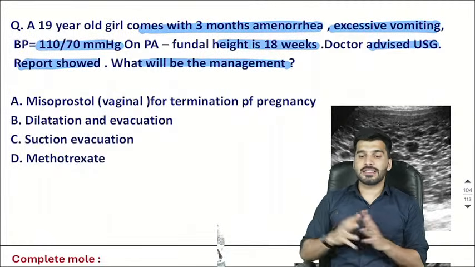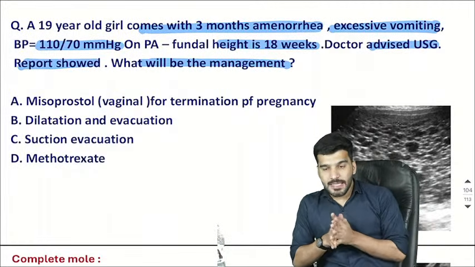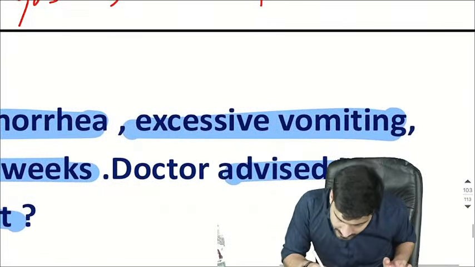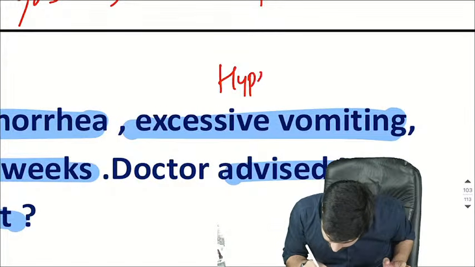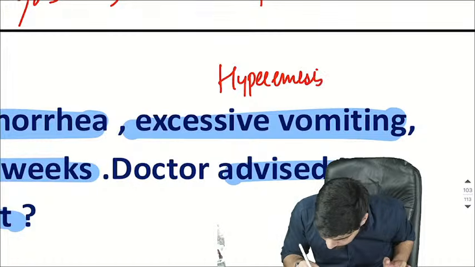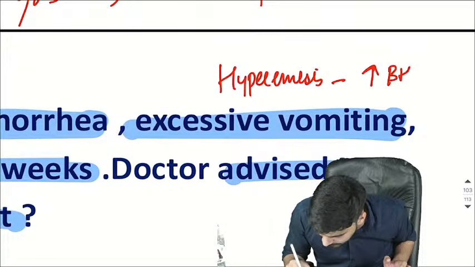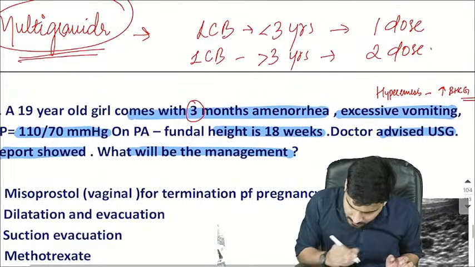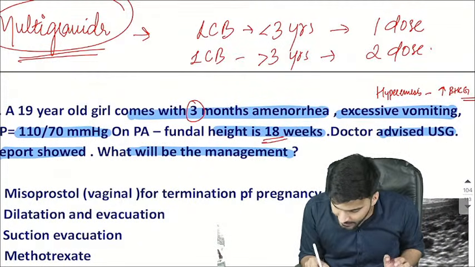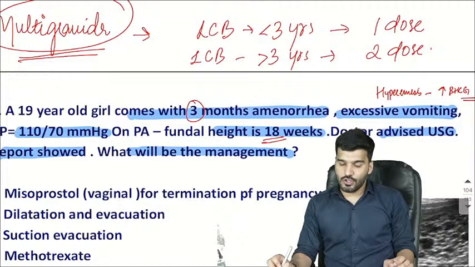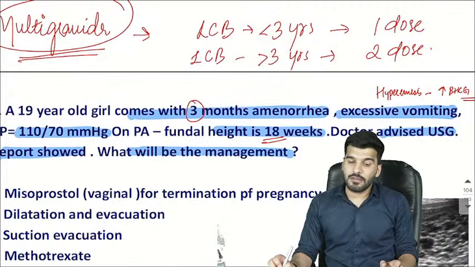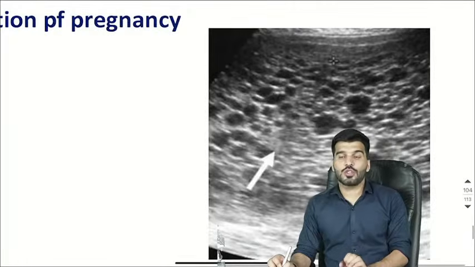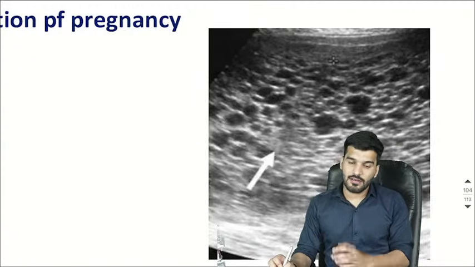So a lady is coming to you with complaints of excessive vomiting. That means there is hyperemesis. Why is this hyperemesis there? Because of increased beta HCG. Followed by that, this lady is having 3 months amenorrhea, and the fundal height is above the period of gestation, that is 18 weeks. Now the doctor advised the USG. This is the USG. What will be the management?